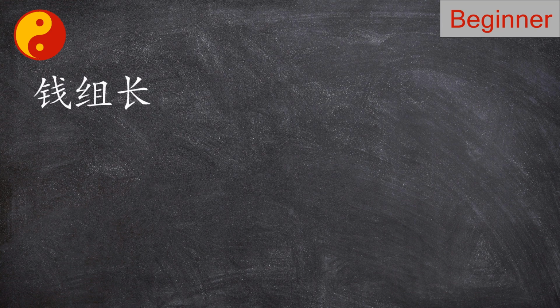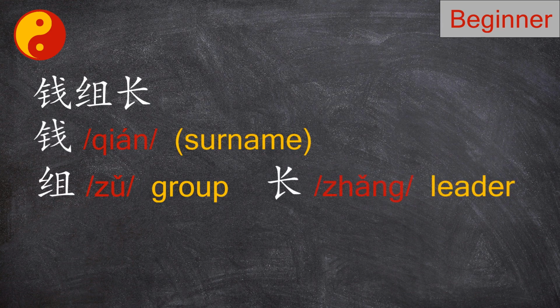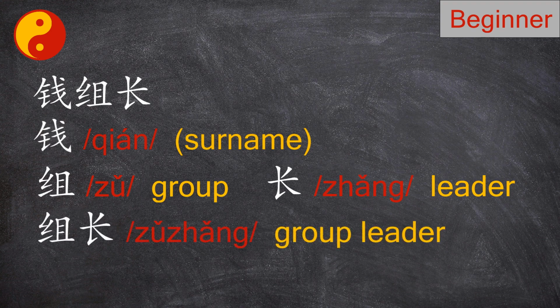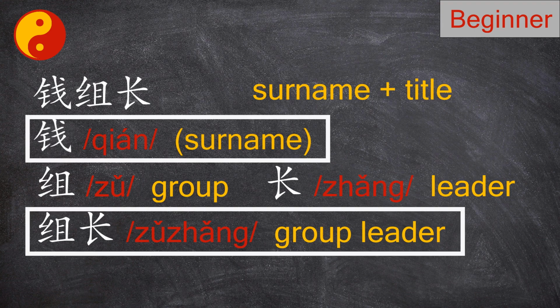In the video, the secretary on the right hand calls the woman on the left 钱组长. Now let's break it down. 钱 is a surname. 组 means group. 长 leader. So, 组长 means group leader. The structure we use is surname plus title. In this example, surname is Qian and the title is 组长. A group leader whose surname is Qian.